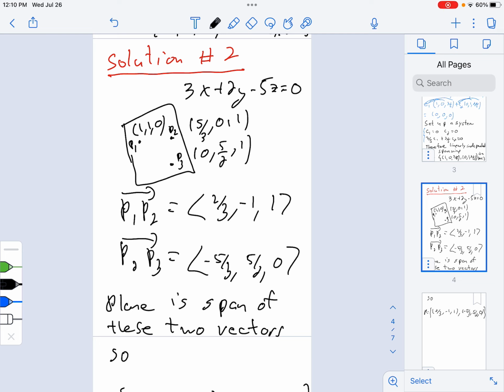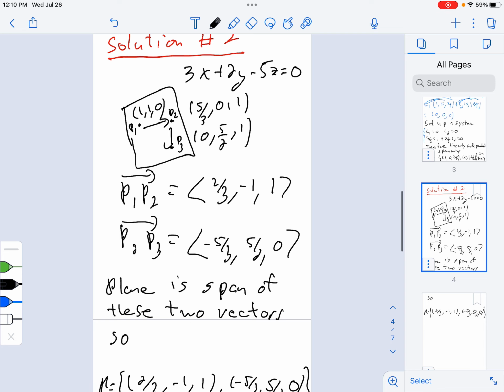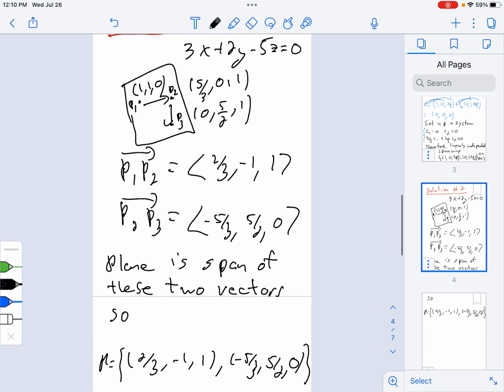The reason I did that was because if you have these points on this plane, you can form vectors. You can form a vector from P1 to P2, and then from P2 to P3. When forming a vector from P1 to P2, you subtract the like components of each point: the x's from each other, the y's from each other, and then the z's from each other. So 5/3 minus 1, 0 minus 1, and 1 minus 0. And that's how I get 2/3, minus 1, 1. Then from P2 to P3, I'll do the same thing. And there we go, we get that right there.